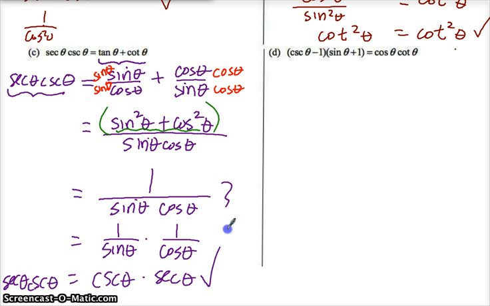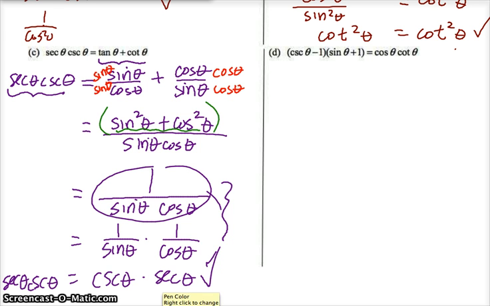Now, do you have to write both of these steps? No, of course not. You could have jumped right from here to here and you're done. I just wrote this out so people could see exactly what's happening. 1 times 1 is 1, sine times cosine. So there you have it.